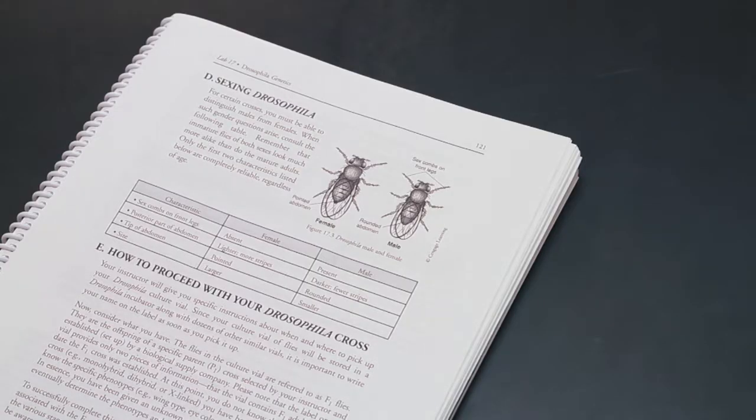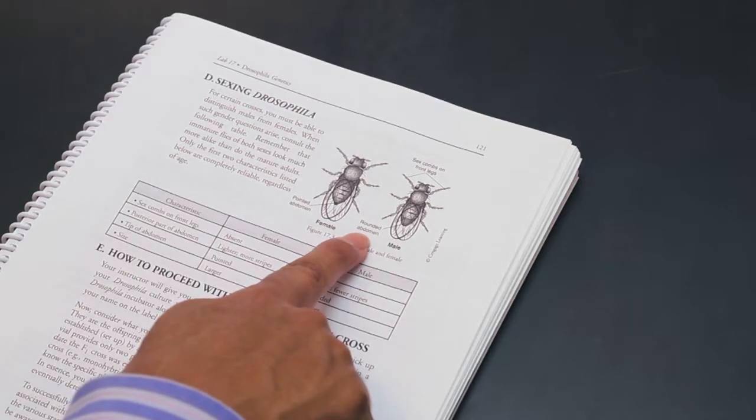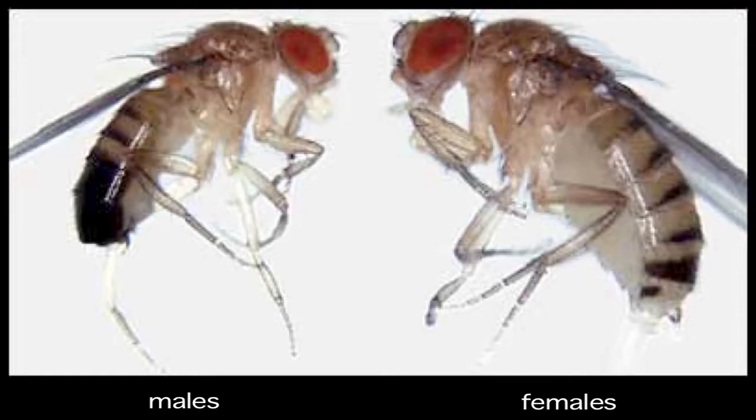It is also very important to be able to determine the sex of your fruit fly. Refer to the charts in the lab and your manual to learn males from females. Males are smaller, have rounded abdomens, fewer stripes, and sex combs present on the front 2 legs. Females are larger, have pointed abdomens, many stripes, and no sex combs on their front legs.